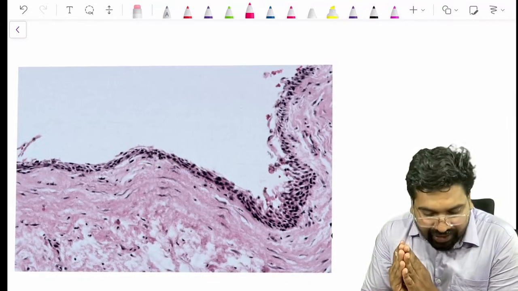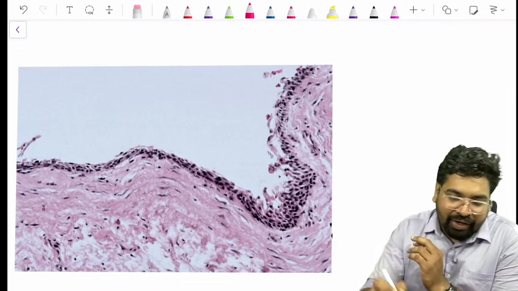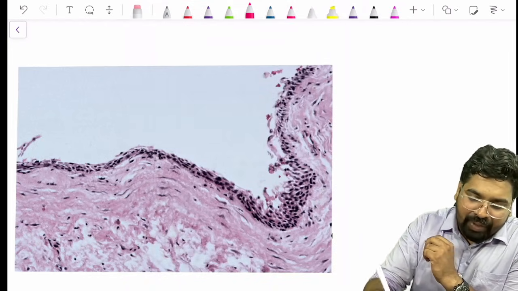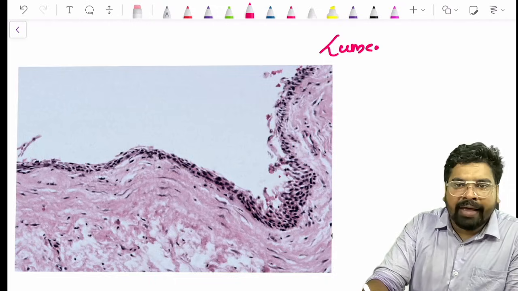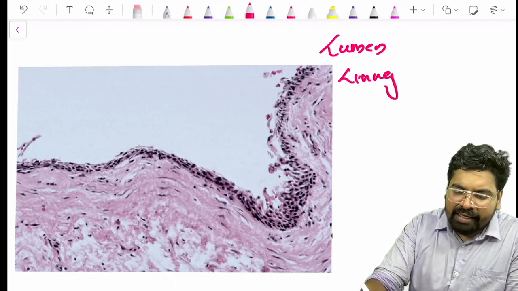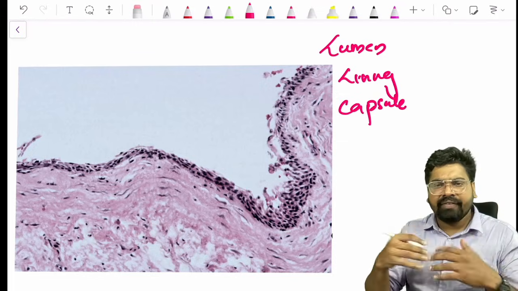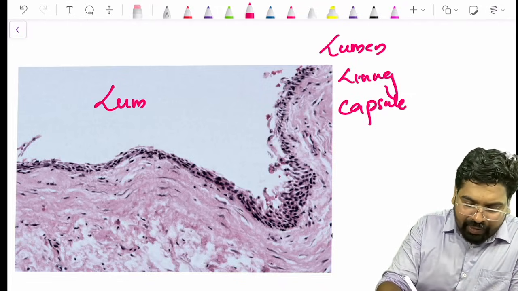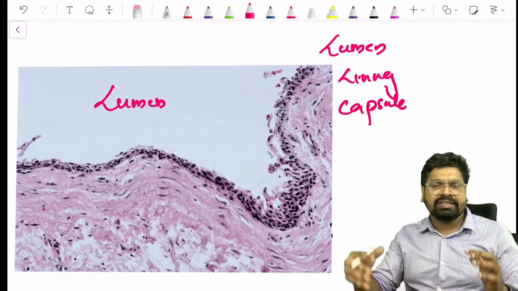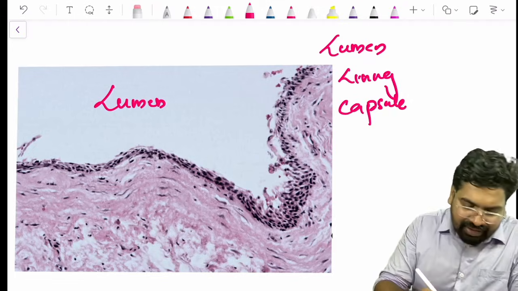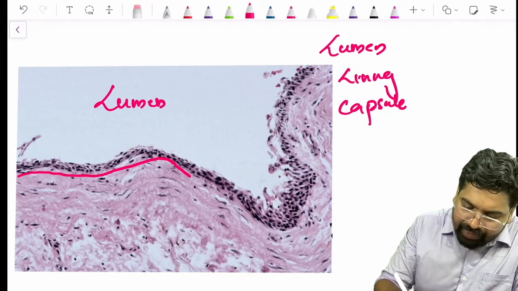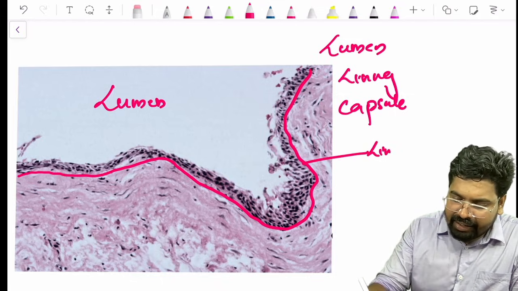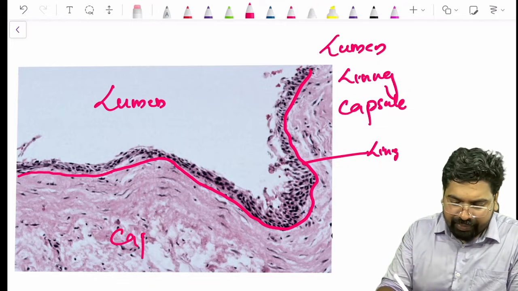The histology of dentigerous cyst is very simple. As I told you, we are going to learn in the form of lumen, lining, and capsule. This is how we are going to learn every cyst. See, this part is the lumen, where you have the fluid component inside. We have this epithelium here. Can you see this epithelial lining? That is the lining part, and this is the capsule.